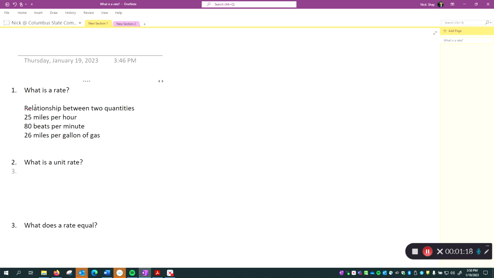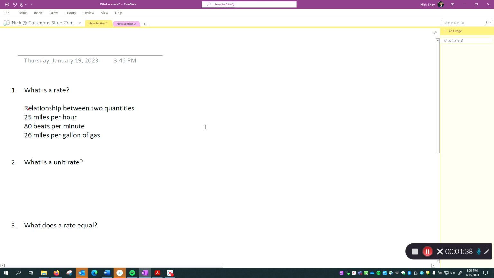So these are all in words, but there are boatloads of rates. A unit rate is just where the denominator is 1. And actually, these are all unit rates because it's 25 miles per 1 hour, 80 beats per 1 minute, and 26 miles per 1 gallon of gas. Okay?